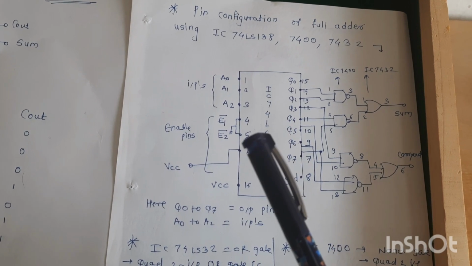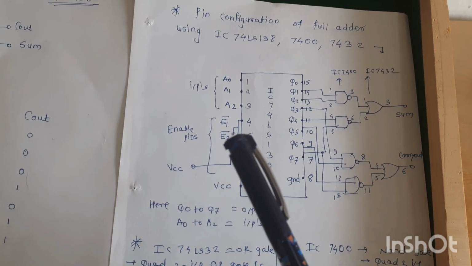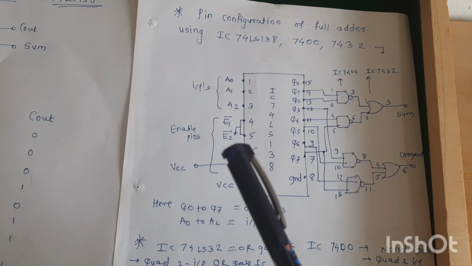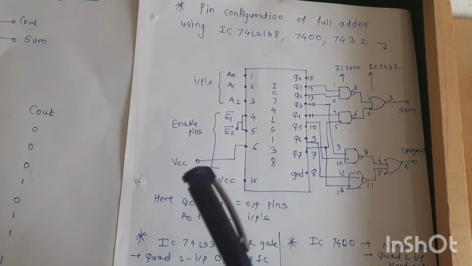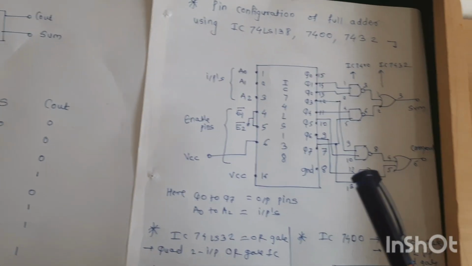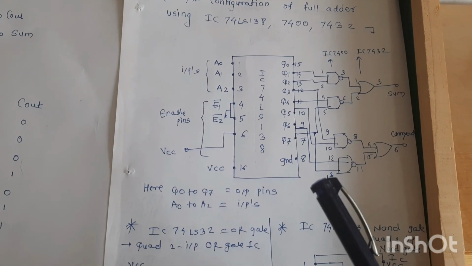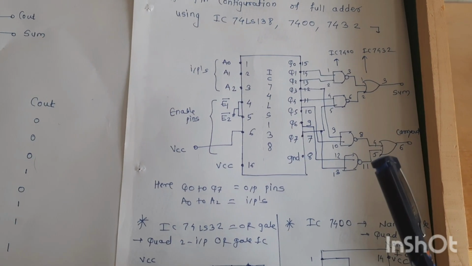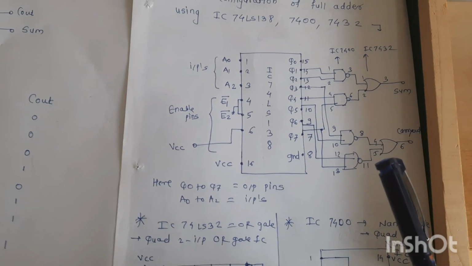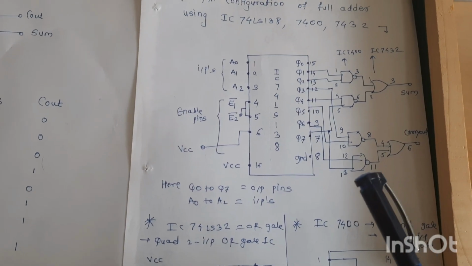Out of that, 4 and 5 are active low, that means they are connected to ground. Enable pin 6 is active high, that means it is connected to VCC. Then here you can see I have used the IC7400 NAND gate IC and IC7432, which is the OR gate IC. So how can we do the connection?